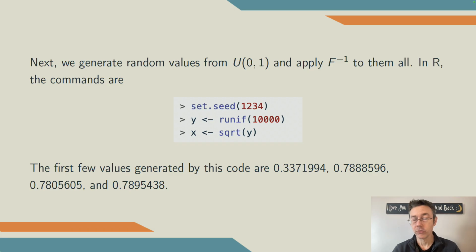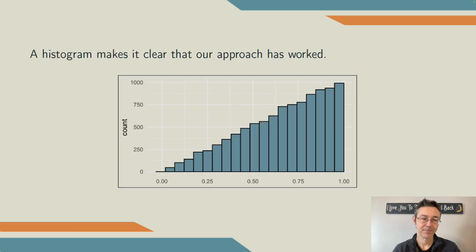So in R, we can generate those random values with runif, and the argument inside of there is just the number of random values that we want. I called that y, and then I defined x to be the square root of y, so literally just taking the square root of each of those 10,000 values. The first line here, set.seed, is just resetting the pseudo-random number generator so that your results will be the same as my results if we run that same code. The first few values generated here for y are 0.337, 0.789, 0.781, and so on.